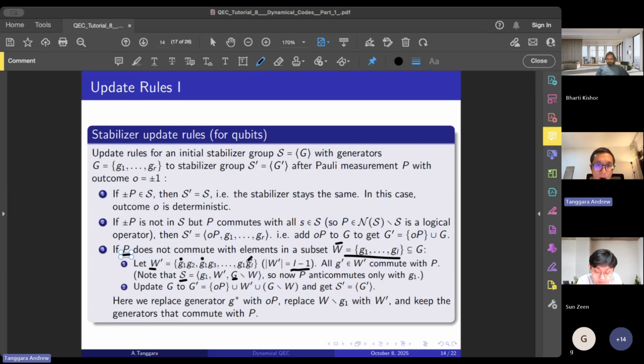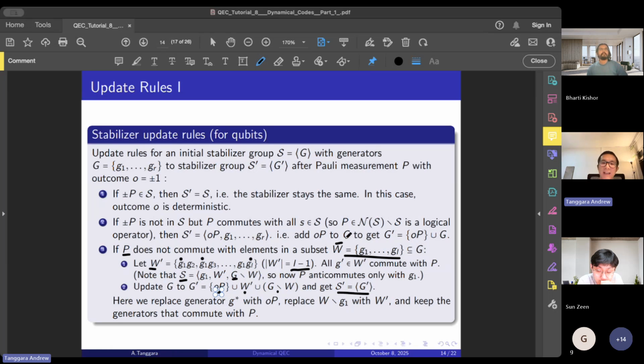With this new set of generators, P only anti-commutes with G1. So now this is how we do the update on the generators. I put this OP in the set of new generators, and we keep this W prime because it commutes with P, and the rest of the generators also commute with P. So now we're good, and we can construct this S prime, right?